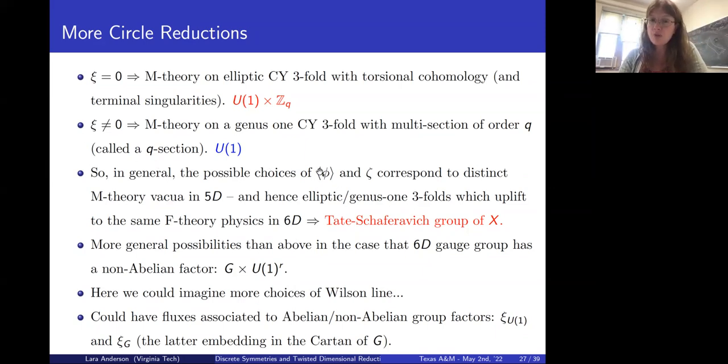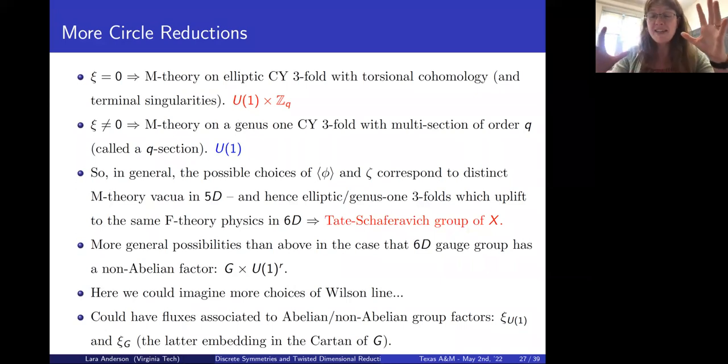In general, the possible choices of charged matter VEVs and fluxes correspond to distinct M theory vacua in 5D, and hence actually different Calabi-Yau manifolds. So the Calabi-Yaus can be sort of grouped into sets of things that are all going to uplift to the same 5D physics. Geometrically, this corresponds to sets of genus-one geometries that will all map into the same Jacobian, the same elliptically fibered F theory geometry.